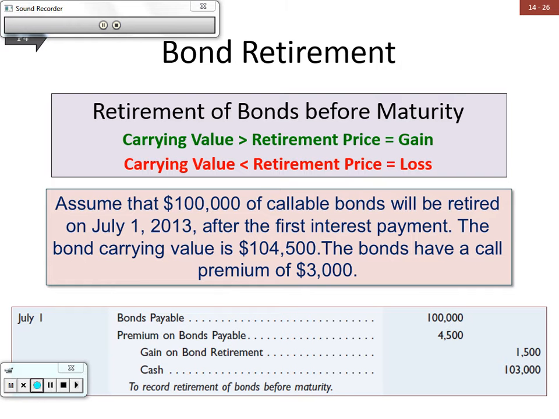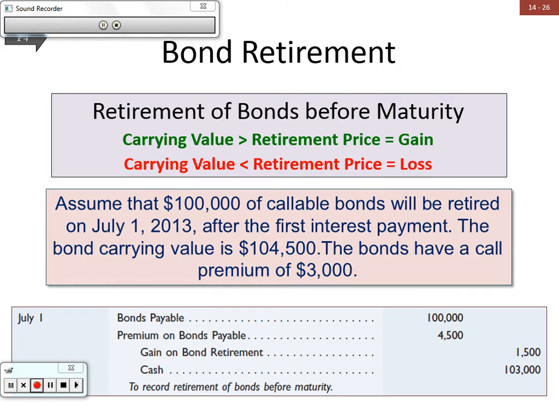Assume that the $100,000 bond is going to be retired after that first interest payment. The carrying value is 104.5. Is that higher or lower than the retirement price? I'm sorry. Carrying value is 104.5. Mm-hmm. Principal value was 100,000. Is it higher or lower than the retirement price? Higher. So the bonds have a gain, right, or premium of 3,000.